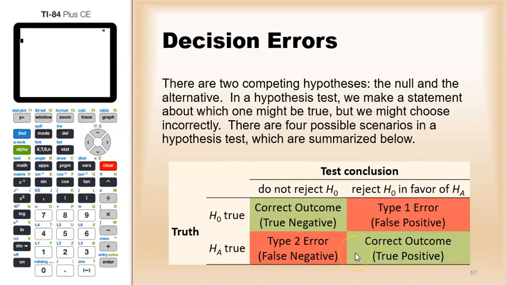The bottom right, this is where the alternative is true, and we do reject the null hypothesis in favor of the alternative. So the alternative is true, and we go with the alternative. This would also be a correct outcome.